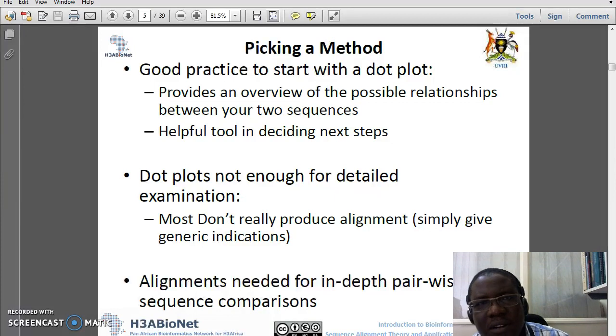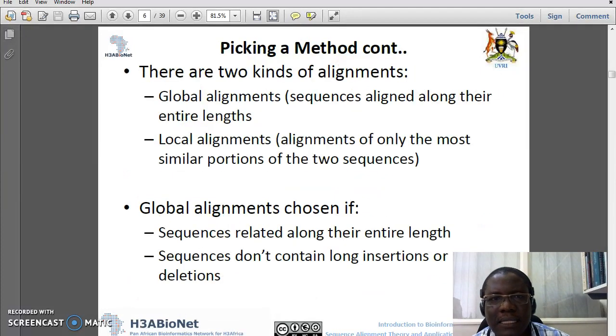Dot plots, though, are not enough for detailed examination of your sequences. For example, they're not going to really produce an alignment in the true sense whereby you get the residue to residue matches. But they are a good start and they're easy to make. If you really need an in-depth pairwise alignment, then you can proceed after the dot plot to either the global or the local alignment. For actual alignments, I said there are 2 approaches that could be pursued.